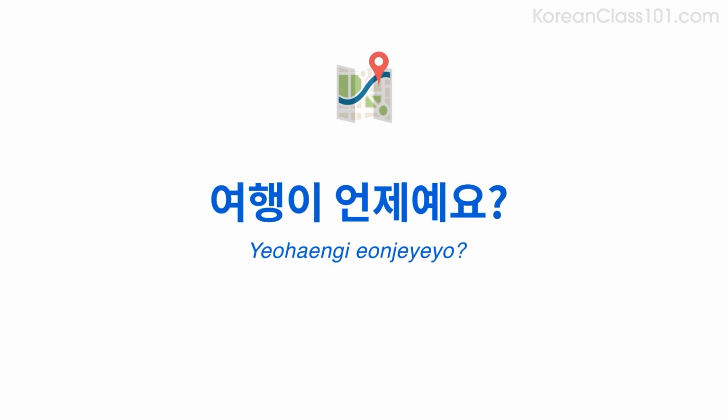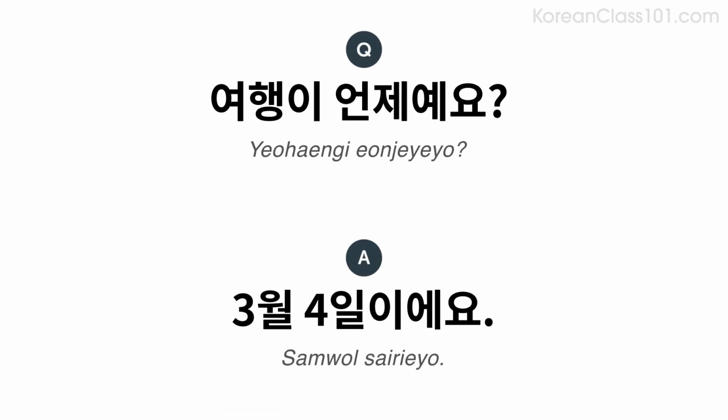여행이 언제예요? Now ask and answer the question, saying your trip is on March 4th. 여행이 언제예요? 3월 4일이에요. In this lesson, you learned new vocabulary and phrases you can use in your everyday life to ask about life event dates. You're now able to ask for the date of an event like a native speaker.